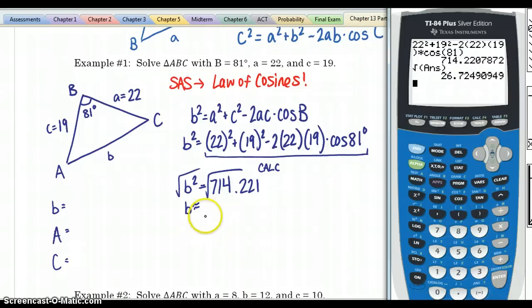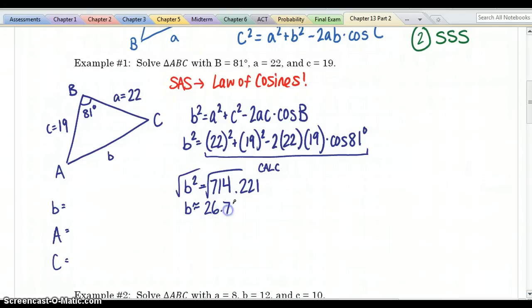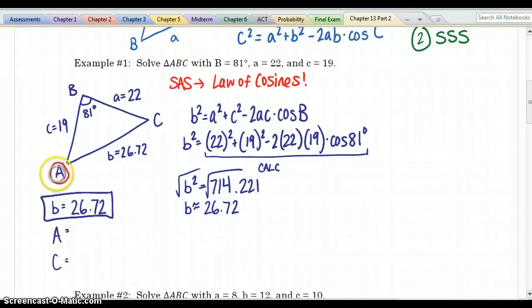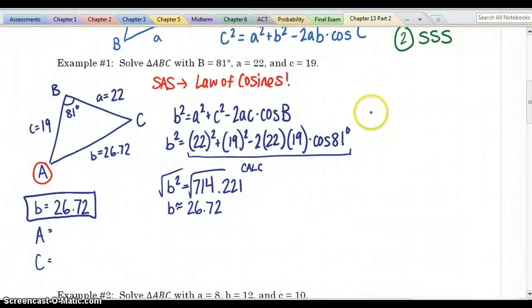So side b is going to be 26.72 units. So there's one piece of the puzzle solved. Now I'm going to move on and solve for my angle A right here. I'm going to use my law of cosines again, but now since I'm trying to solve for angle A, I need to use the form that has an angle A in it. So I'm going to use a squared equals b squared plus c squared minus 2bc times the cosine of angle A.